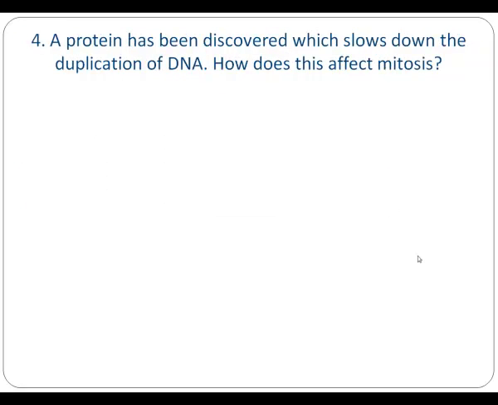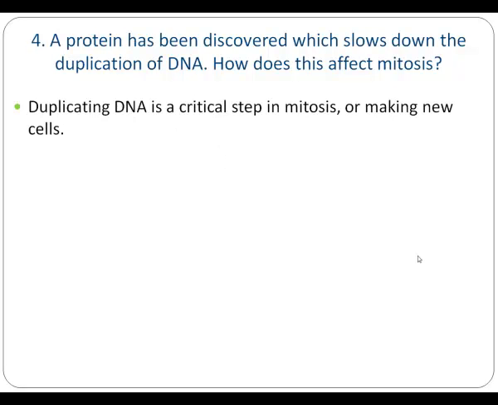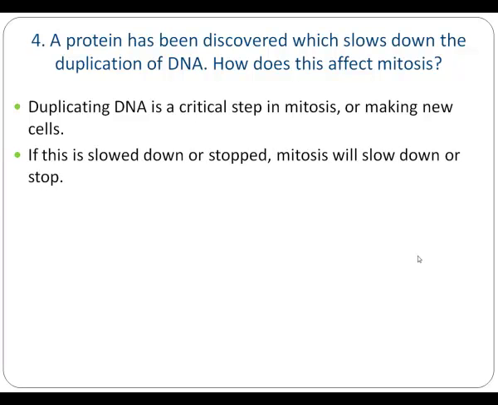So we found a protein, and it slows down duplication of DNA, and I want to know how that affects mitosis. Duplicating DNA is a critical step in mitosis, or making new cells. If I can't duplicate my DNA, or that process is slowed down, then the process of mitosis will also be slowed down or stopped.